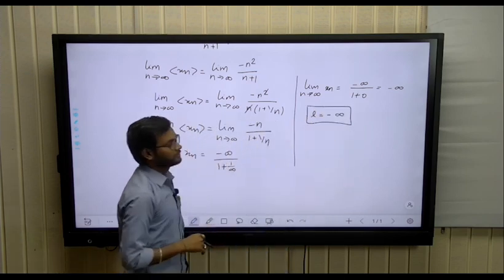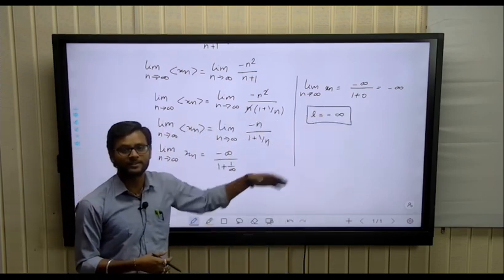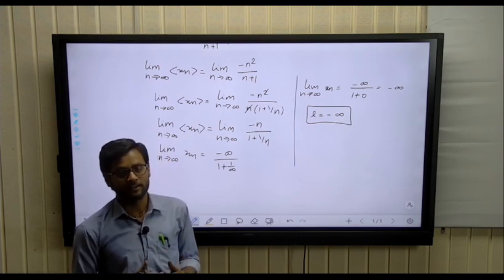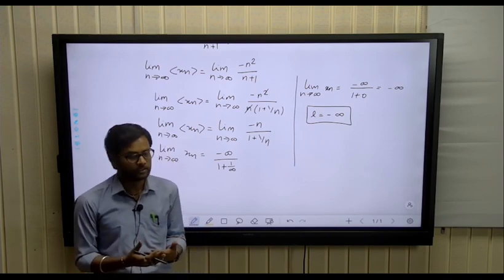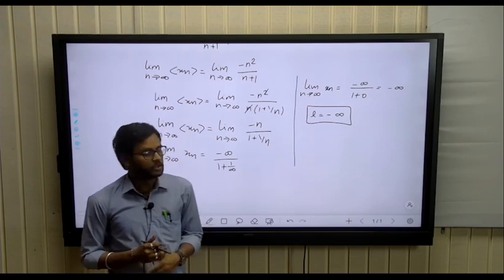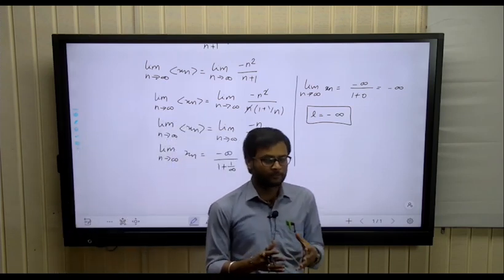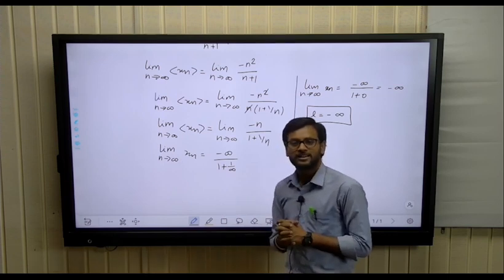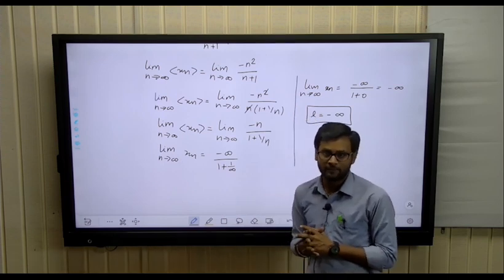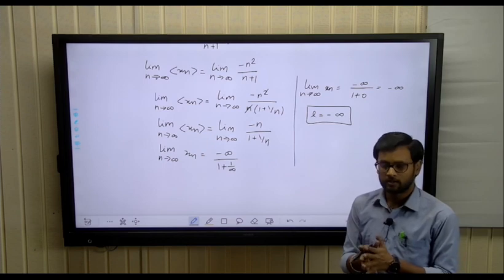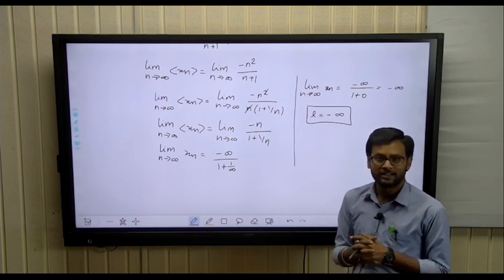So we know that the limit of this sequence is minus infinity. That is the infinite number. So the given sequence is divergent. Okay. Now you are able to differentiate between convergent and divergent sequences.